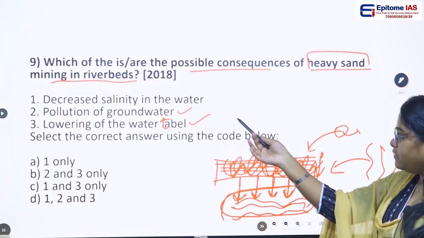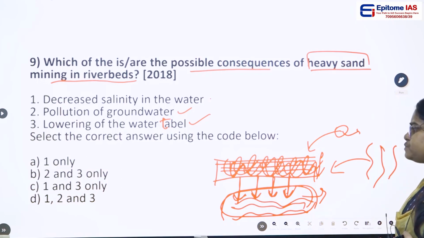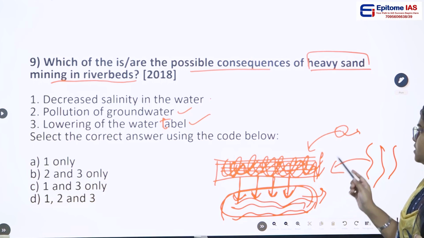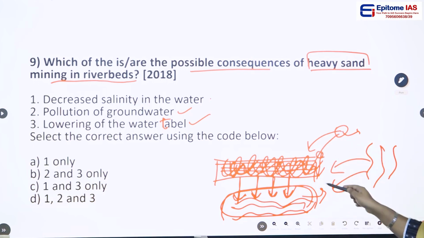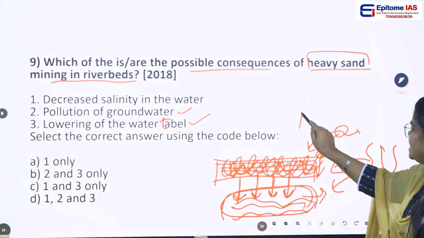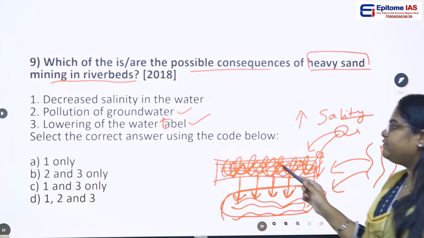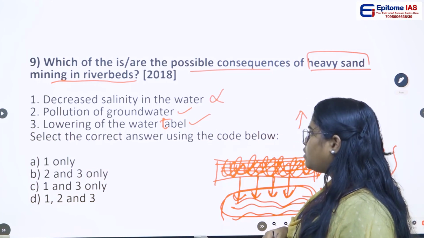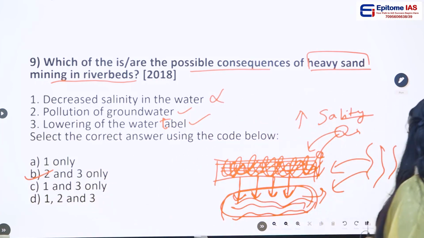And the third point, the first point is decreased salinity in water. Is that so? When this sand is removed, what is happening? This pollution or sea water is coming inside and it is mixing with the water. So it will actually increase the salinity of the water. It will not decrease the salinity of the water. So we can eliminate this particular option. So what is the correct answer? Answer is B, 2 and 3 only.